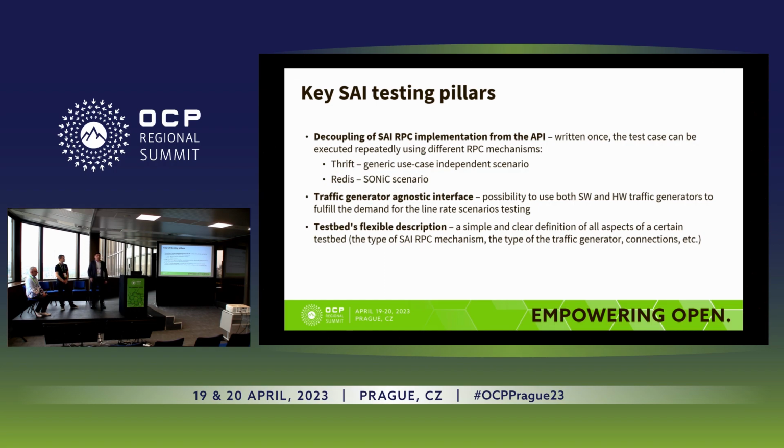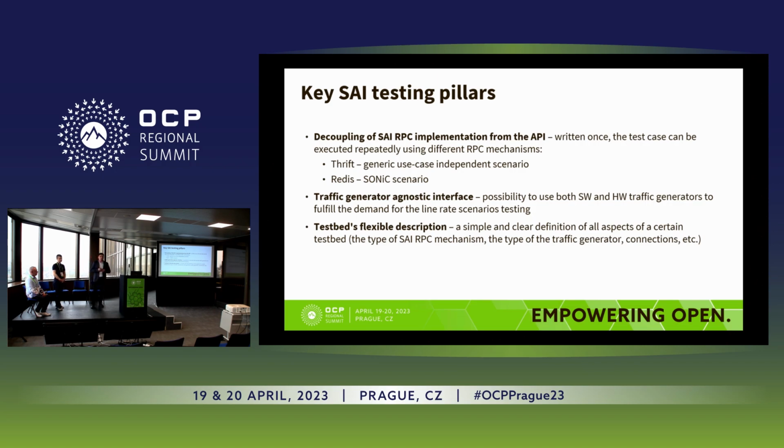First of all, decoupling of the SAI RPC mechanism from the API itself. What it gives us is that we can define the test case once and then use different RPC mechanisms to push the SAI configuration onto the device. And a bit later, we will discuss the cases when different RPC mechanisms can be beneficial.